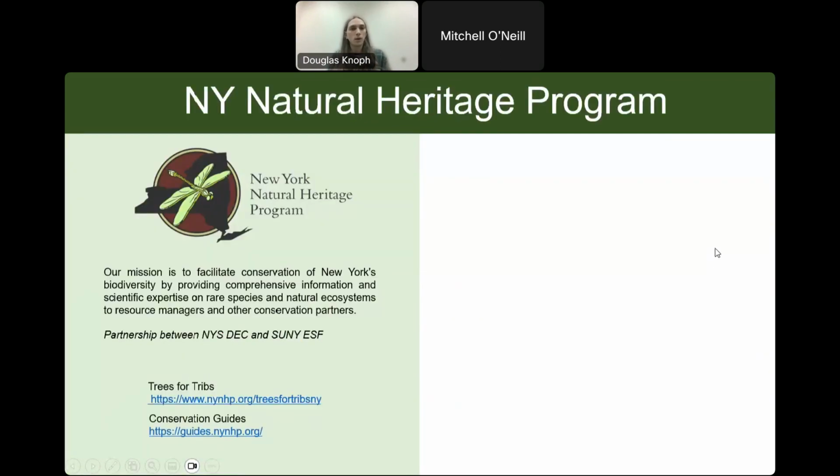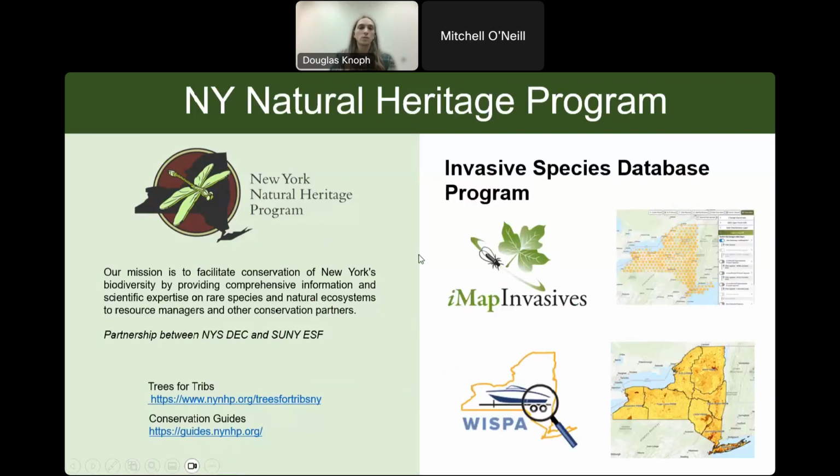So starting off, the New York Natural Heritage Program is the organization that we work with. This is the organization that acts as the data collectors and record keepers for all of New York State's rare, threatened, and endangered species and ecosystem type information. And as one of the greatest threats to rare species in New York is the spread and establishment of invasive species, New York State also established the official invasive species database program under the New York Natural Heritage Program.